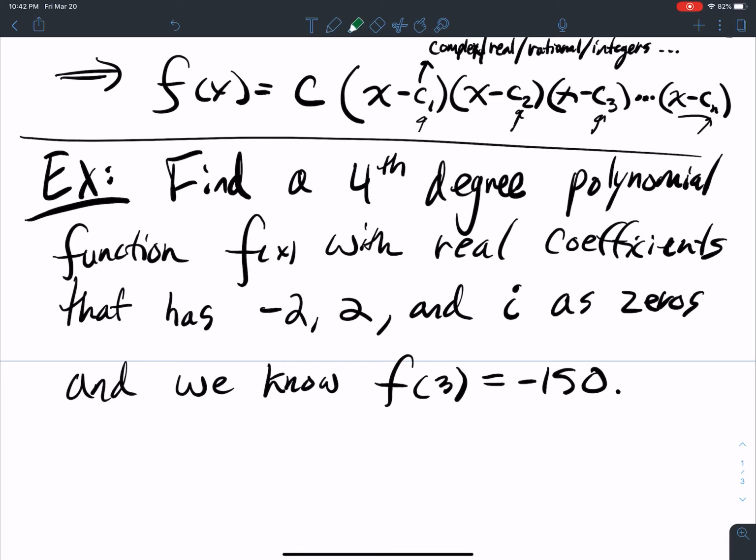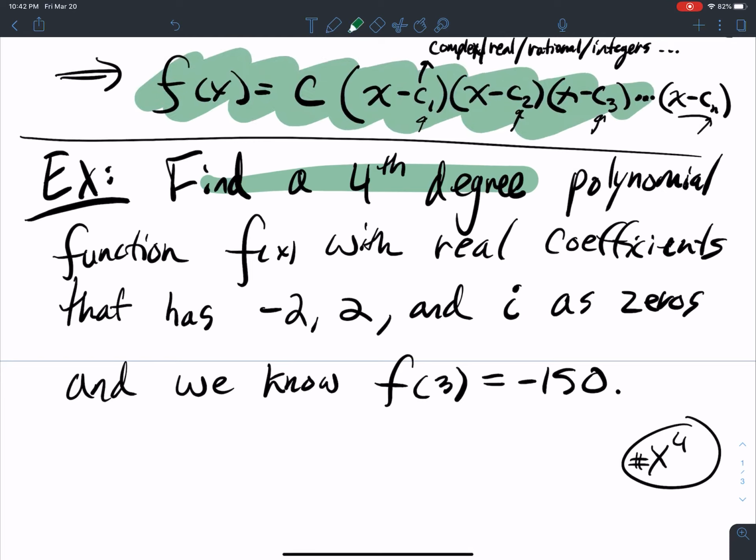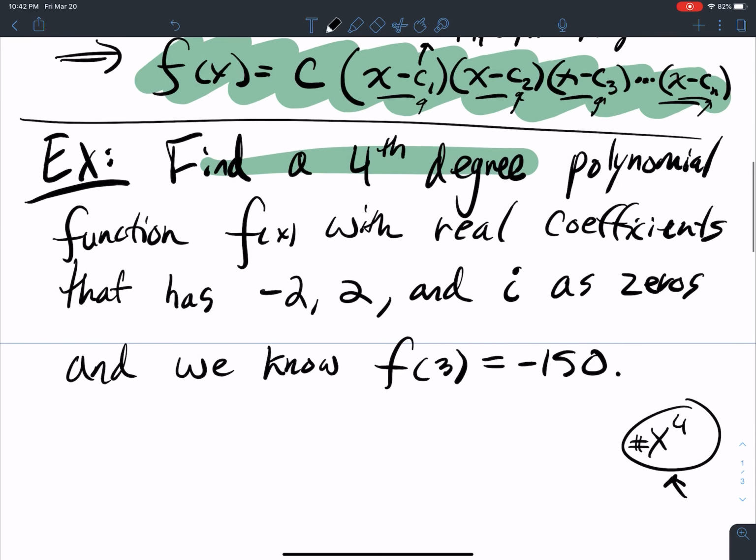All right, what characteristics are important? Well, it's a fourth degree, so that means that ultimately I'm going to have some x to the fourth going on, right? With maybe some number in front, okay? But what do I know? Every function can be factored into this form right here, okay? So how many factors am I going to have? Well, if it's a fourth degree, I'm going to have 4 factors.